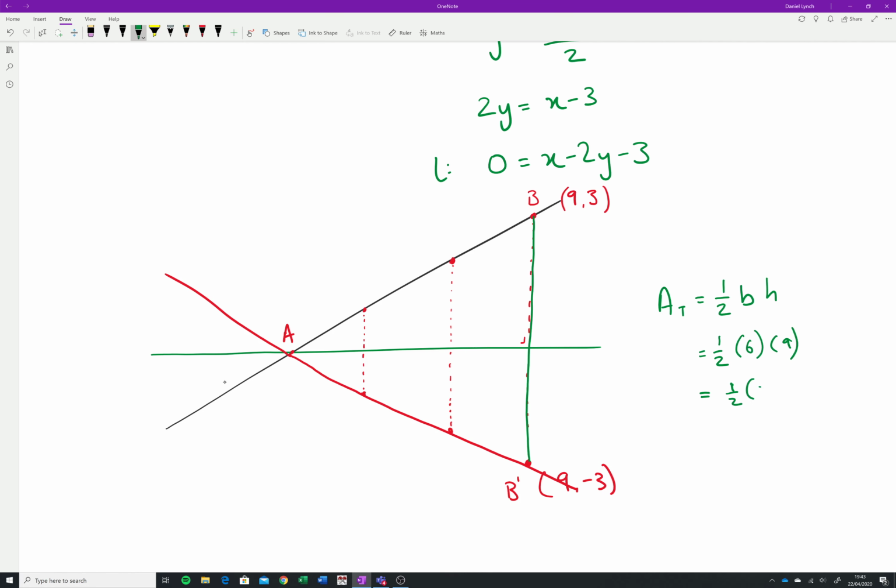So half of 54, 27. And don't forget to put in units squared. That's important. Okay, so half of that.